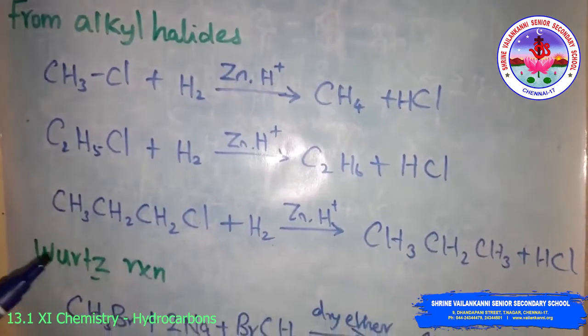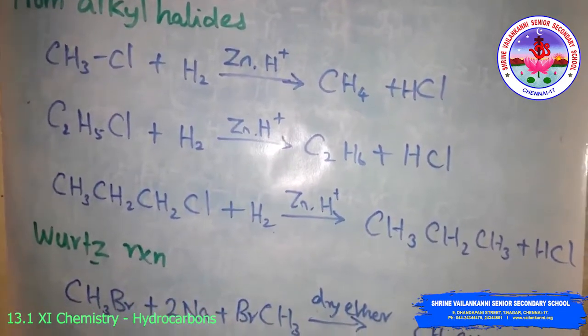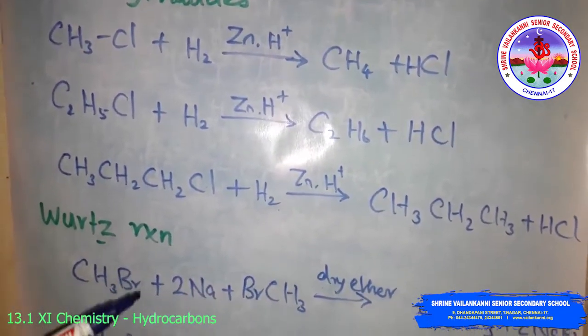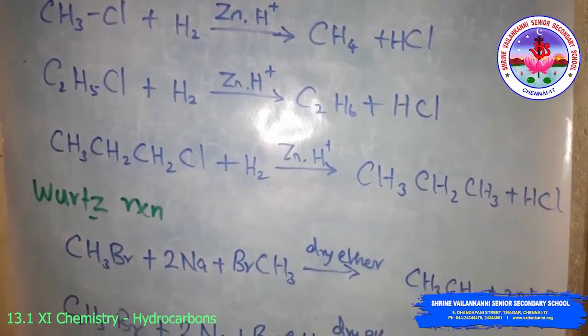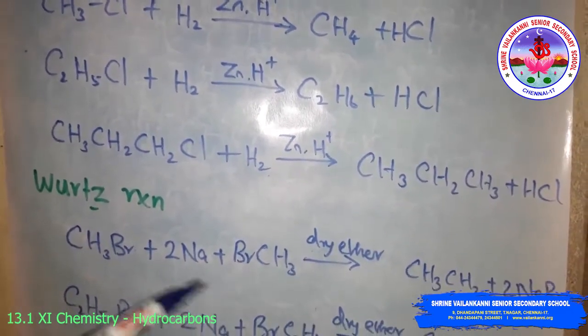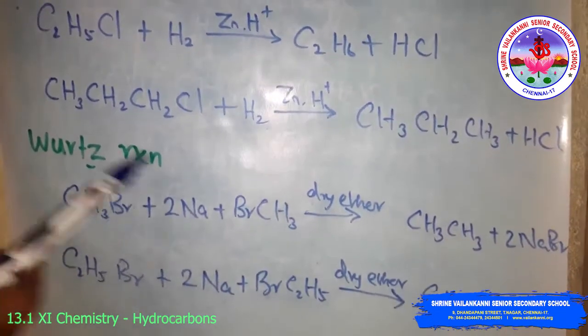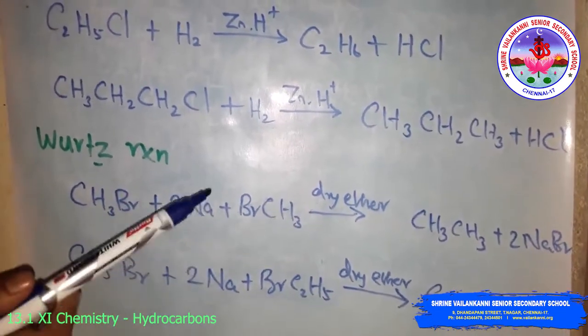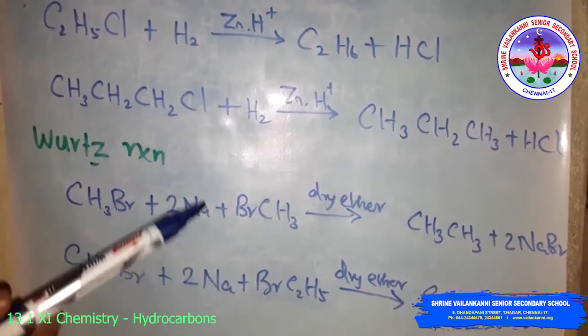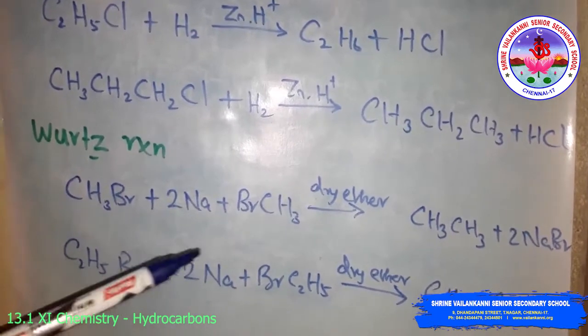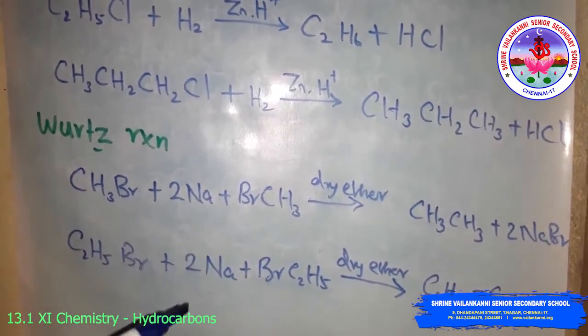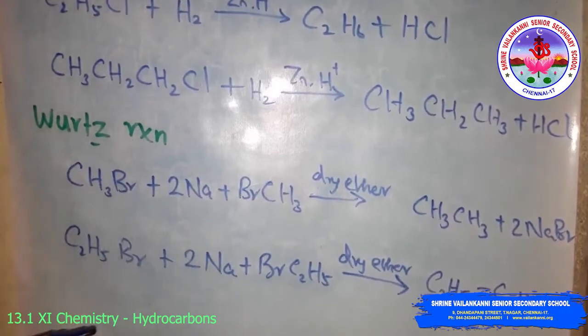Then when alkyl halides are treated with sodium metal in the presence of dry ether, they give higher alkanes. This reaction is called Wurtz reaction. The Wurtz reaction is used for the preparation of higher alkanes containing an even number of carbon atoms.